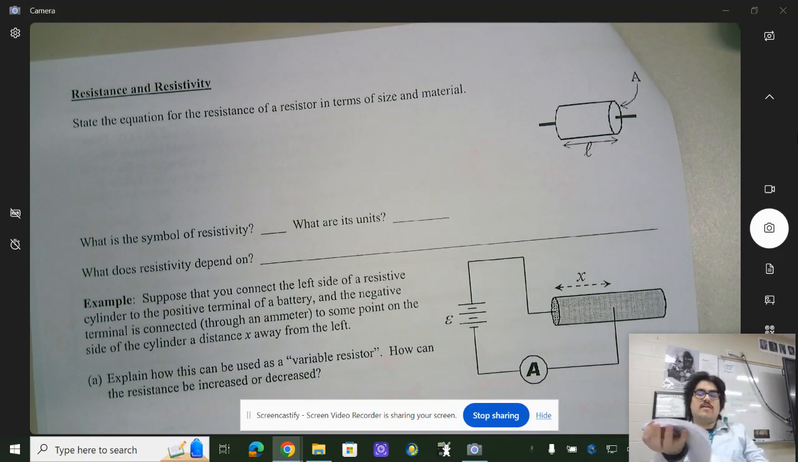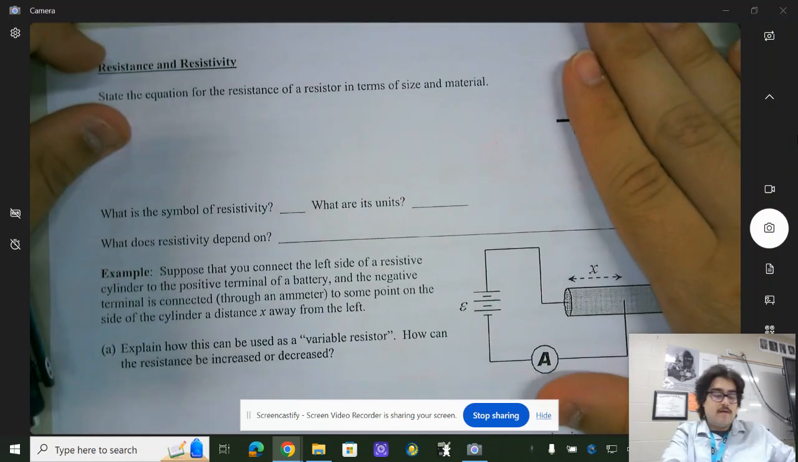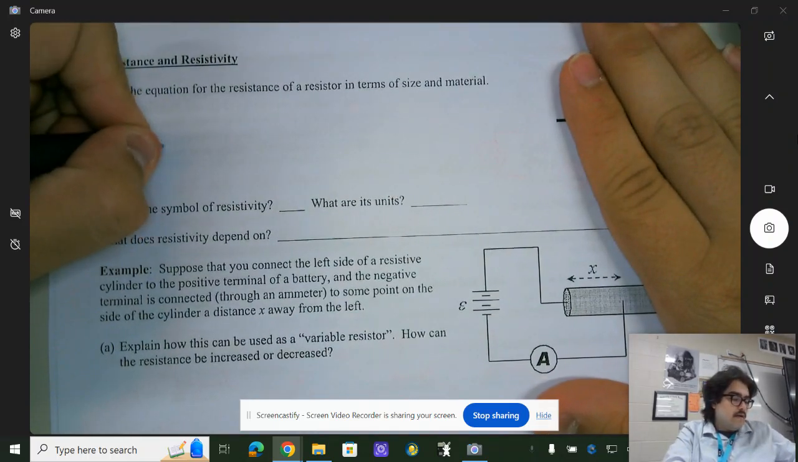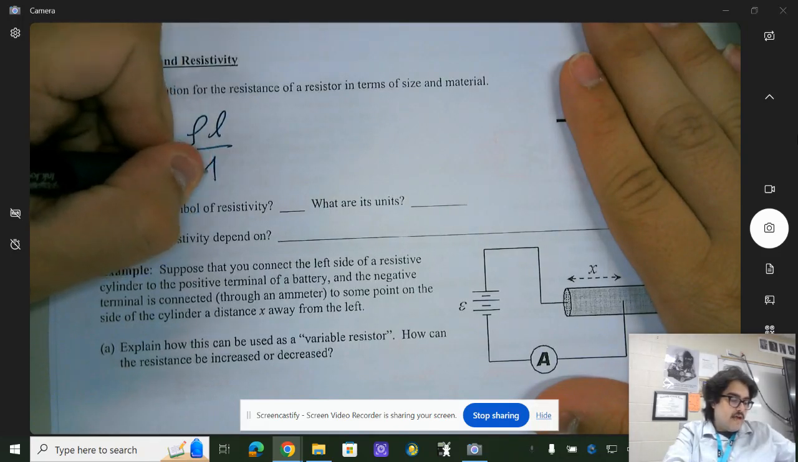Resistance, resistivity. Third section of the Physics C Unit 1 notes. Super, super short, just this one page, okay? So I'm going to get through it pretty quickly. The equation for resistance is R equals rho L over A.